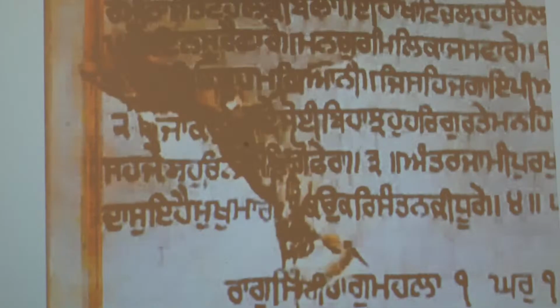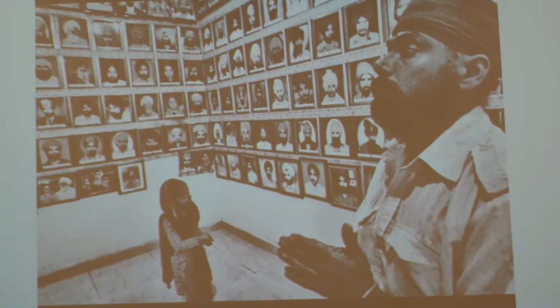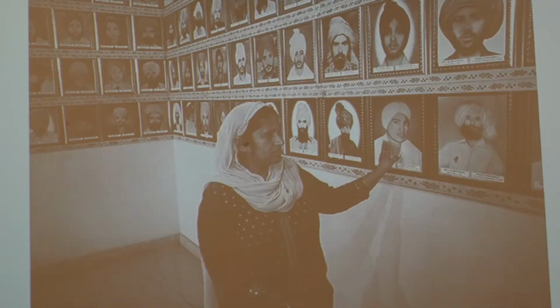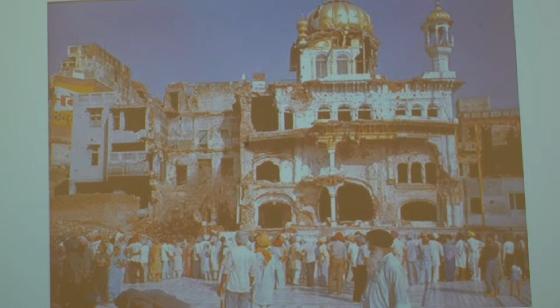A 3-year-old child, arm cut off. Next. Guru Granth Sahib wounded by the bullet. Next. This is a picture of some of the people who died inside. Next. Next. This is the destroyed Akal Takht, a very important building for the Sikhs. Next.